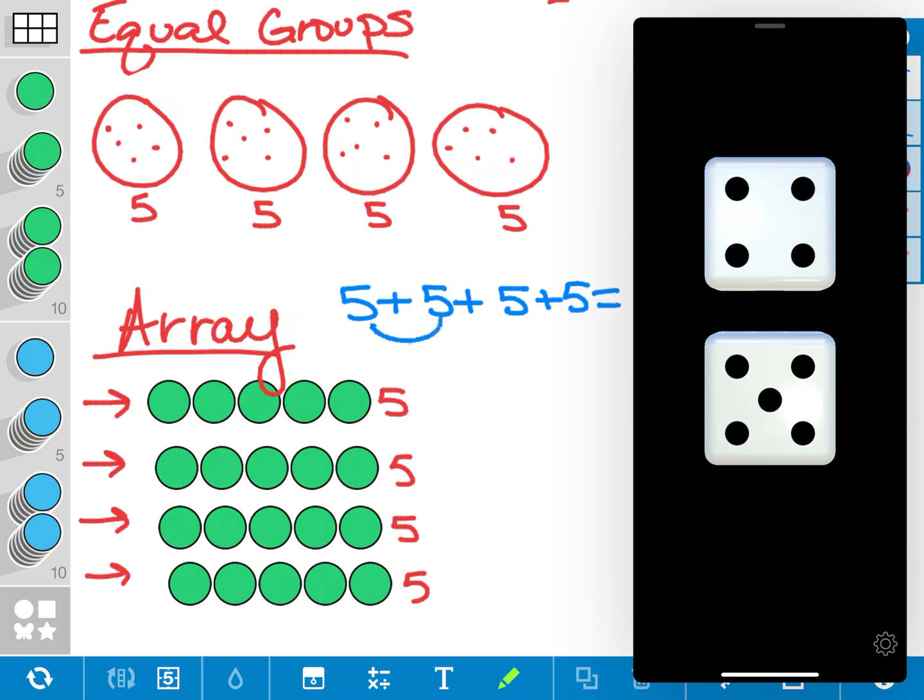And here's some doubles facts again. So I know 5 and 5 is 10. 5 and 5 is 10. 10 plus 10 means I have 20 total.